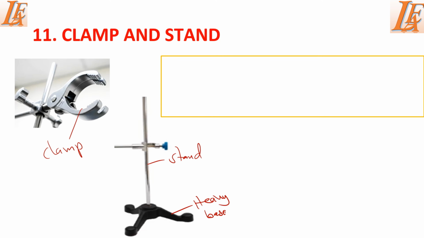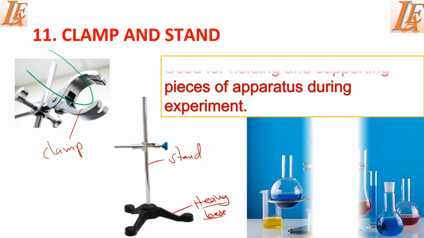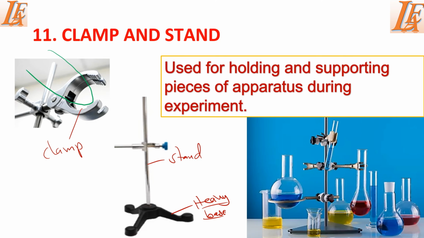Now the reason why it has a very heavy base is to give the stand stability so that it does not topple off during the experiment. And then this clamp here, if you have a test tube, you just place it inside this clamp, and then you adjust until it grips the apparatus so that it avoids falling off. So the function of this clamp and stand, or retort stand, is to hold and support pieces of apparatus during the experiment.